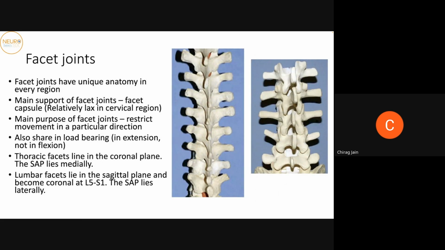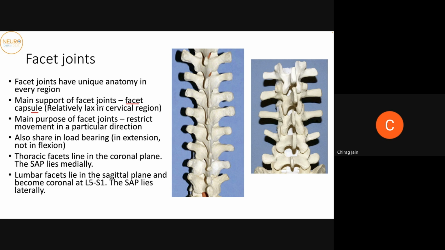Now, behind the pedicles, we have the facets and the interarticular processes. Now, facet anatomy is quite important, and it is also quite complicated. Throughout the different regions, it varies. Now, facet joints will have unique anatomy in every region, and the main support of the facet joint is the facet capsule. The thing is that the facet capsule remains relatively lax in the cervical region. It does not contribute much to stability in the cervical region, and that is because the cervical region has to be the most mobile region on the spine. So that is why it is quite lax there.